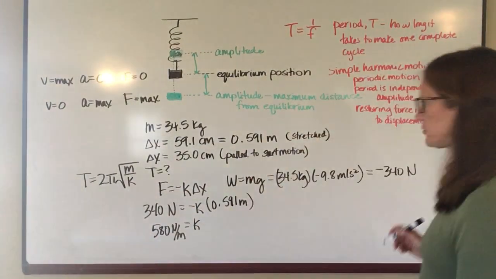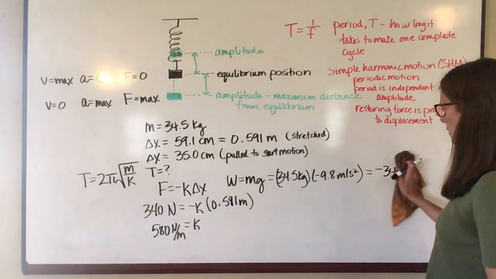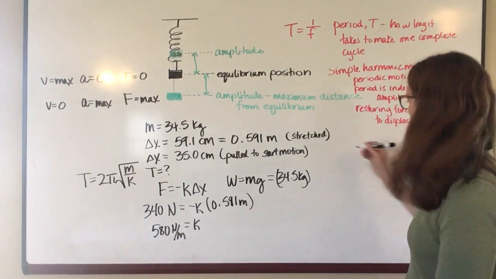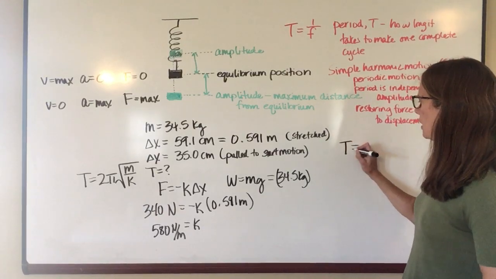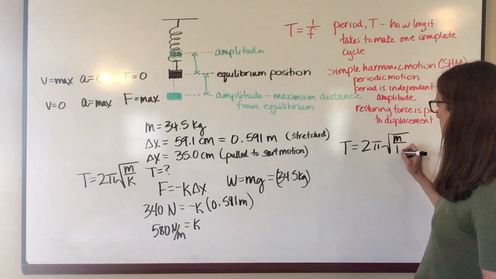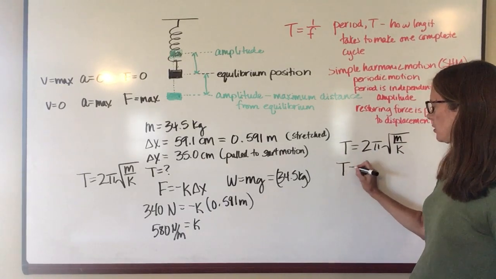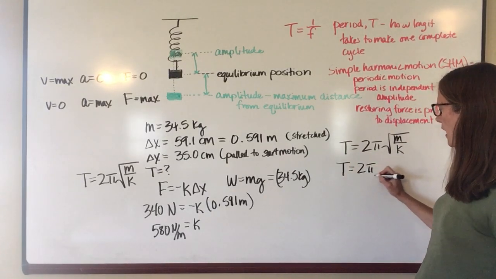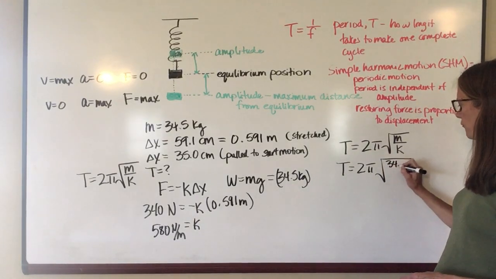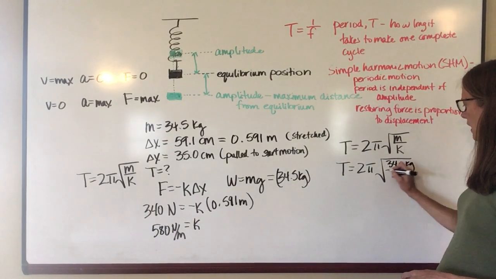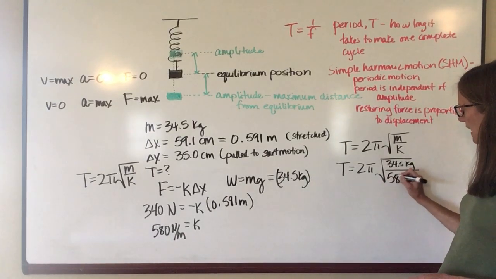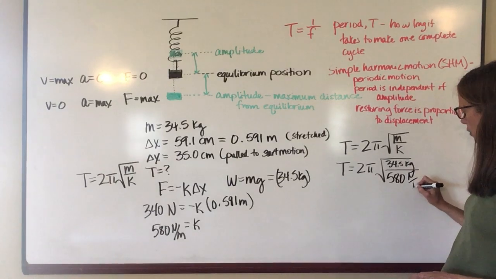All right, I'm going to have to make a little bit more space here. So I've erased part of that, but that's okay, because you remember what was there. So I have 2 pi times the square root of m over k. So the period is 2 times pi times the square root of the mass, which is 34.5 kilograms. And then I have k, which is 580 newtons per meter.